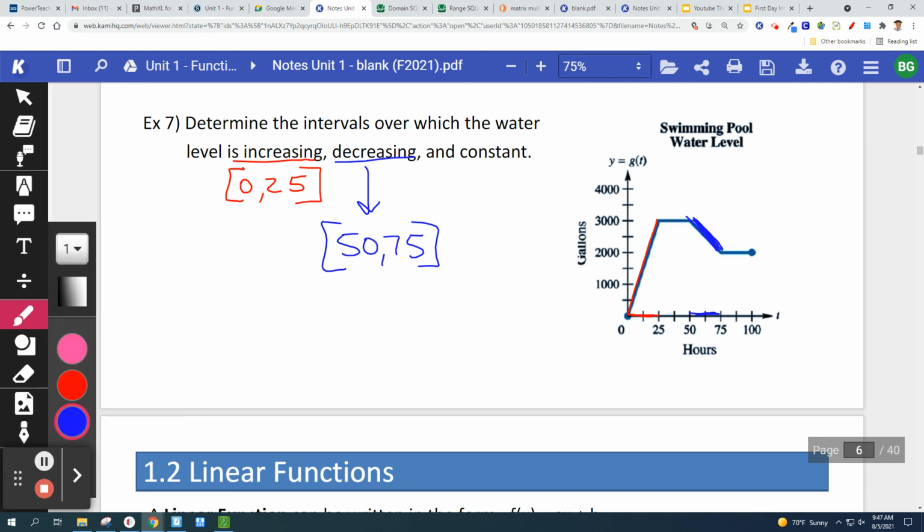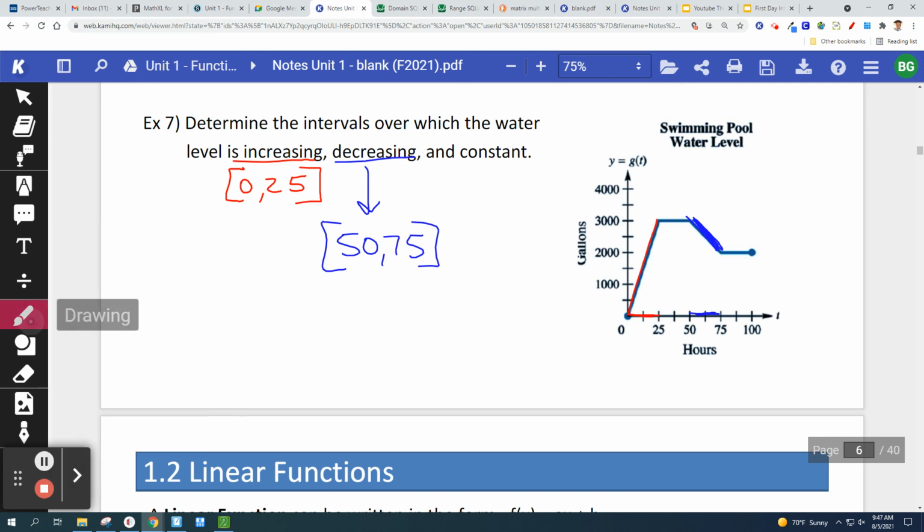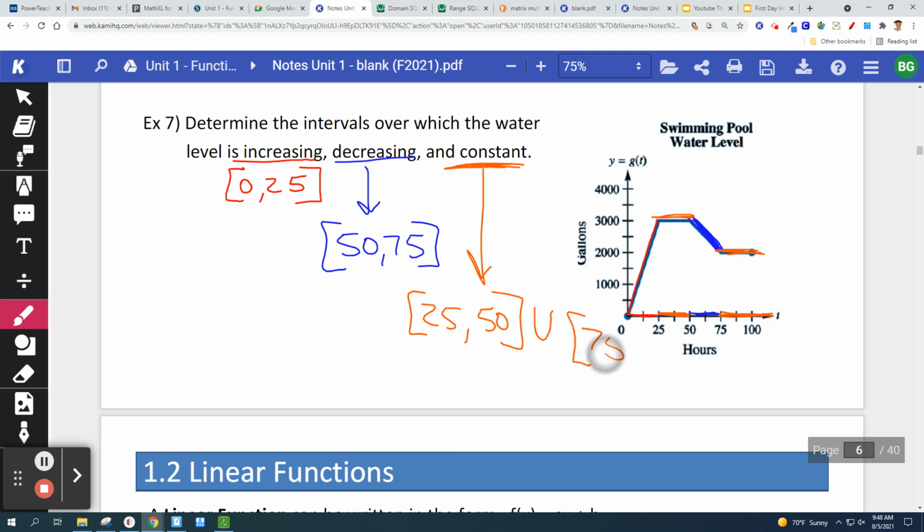And it's constant in 2 different places. It's constant here and here. Everybody can see that from the graph, but you're looking at the x numbers. 25 to 50, we'll say this, 25 to 50 unioned with 75 to 100. Notice it doesn't go on to infinity. It stops at 100. And that's it.